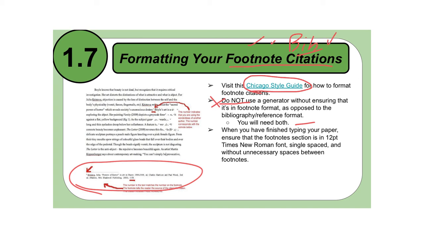So the best thing to do is to just learn how to put the footnote citations in properly. When you have finished typing your paper, you want to ensure that the footnote section is still in 12-point Times New Roman font, the same exact font as everything else. The only thing that is different is that the footnotes are single spaced, with no unnecessary spaces between footnotes. At the bottom of your paper, your footnotes should be one right on top of the other, with no space in between them.